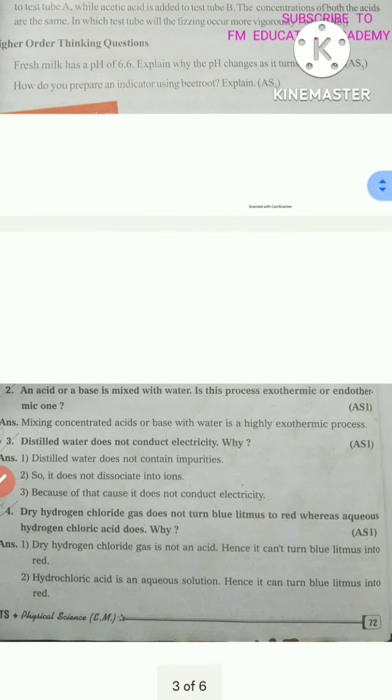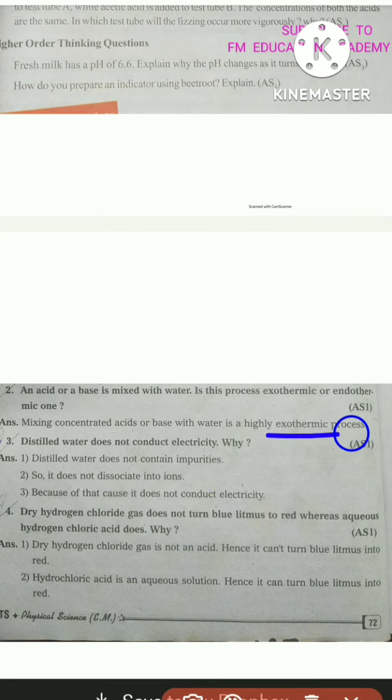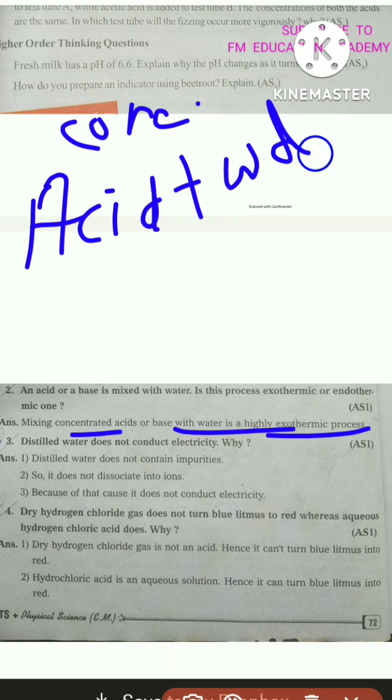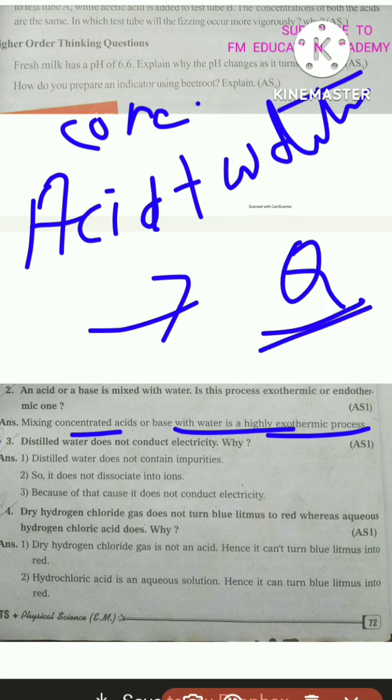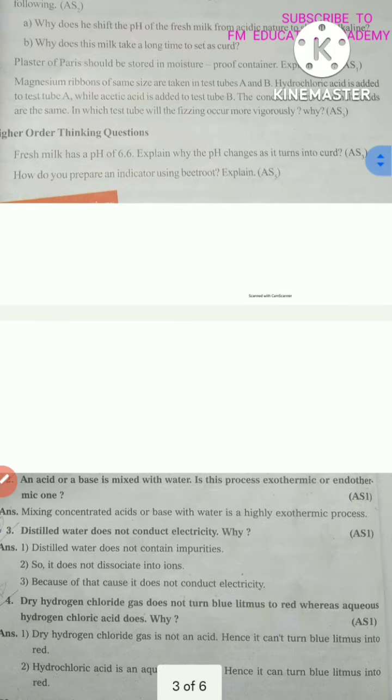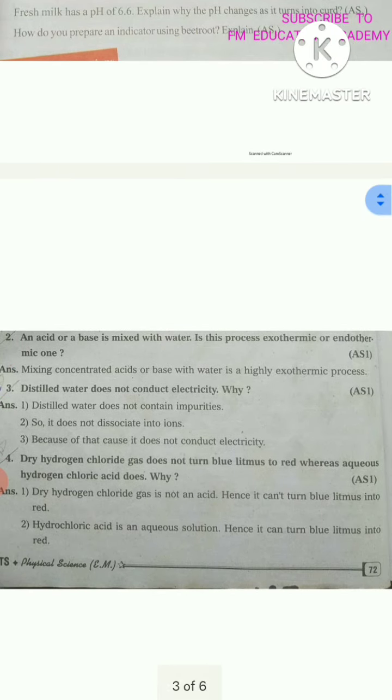Mixing concentrated acids or bases with water is a highly exothermic process. Okay, remember, whenever you mix a concentrated acid with water, or a concentrated base with water, at that time heat will be released. Since heat is released, it will be a highly exothermic process. Okay, next question is: distilled water does not conduct electricity.